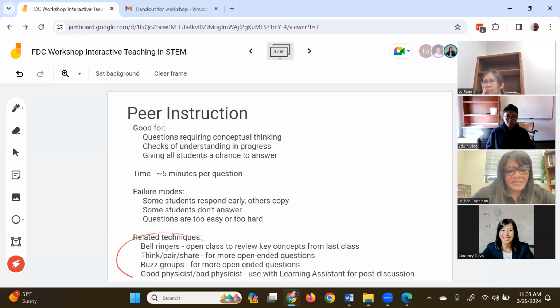I'm not going to talk about these down here, but these may be some other things that are similar. Bell ringers are almost like peer instruction questions that just happen at the beginning of class to review the stuff from the previous class. Think, pair, share is still students talking to each other after a question is posed and then sharing back, in some ways just like the last one, but for more open-ended questions instead of multiple choice. Maybe worth mentioning as well that I have used peer instruction without doing multiple choice. In those cases, I had students with personal whiteboards and they'll just write down their answer and show me on the whiteboard. Works well too. Buzz groups, also more open-ended questions, pretty similar to Think, Pair, Share. Good physicists, bad physicists, that one I mentioned already.